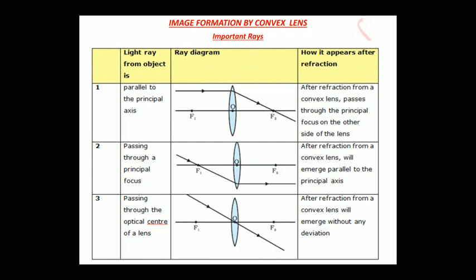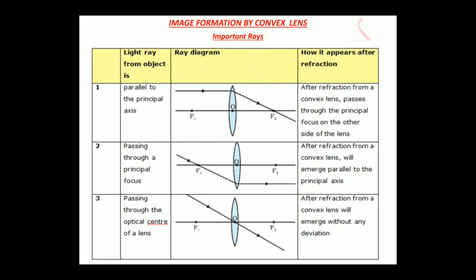The second ray is, when a ray passes through the first principal focus and falls on the lens, then what happens after the refraction? The ray becomes parallel to the principal axis. These two definitions we have done in the last lecture only. The next one is passing through the optical center. When a ray passes through the optical center, what happens? The ray does not deviate from its path and it goes on its original path. So these are the important rays.